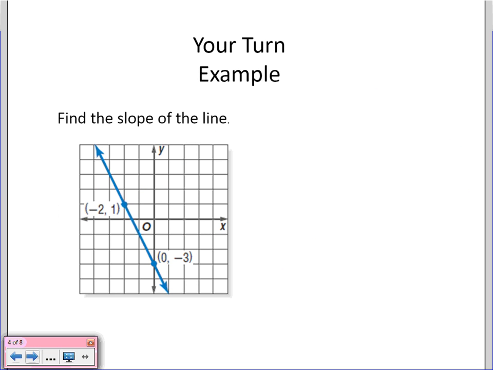Okay, now I want you to try this example on your own and pause me while you work it out, and replay me when you're ready for the answer.